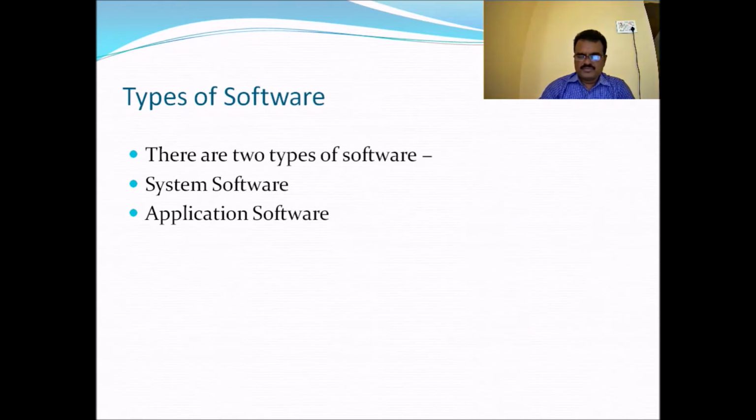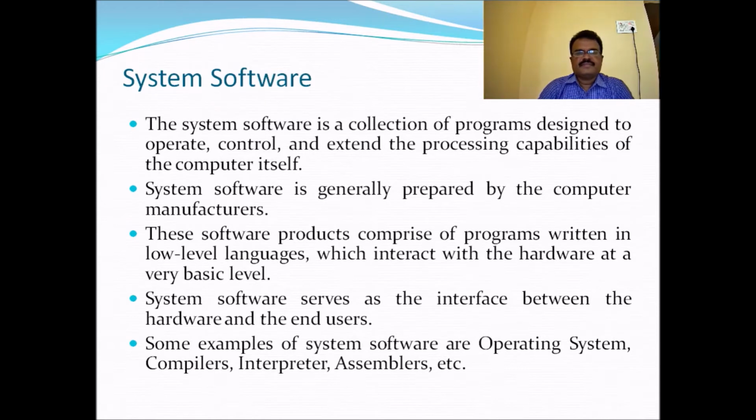So there are two types of software available: system software and application software. The system software is a collection of programs designed to operate, control and extend the processing capabilities of the computer itself. The system software is generally prepared by the computer manufacturers. These software products comprise of programs written in low-level languages which interact with the hardware at a very basic level.